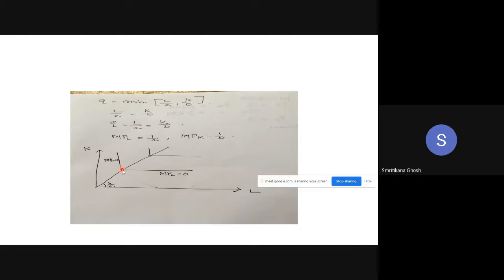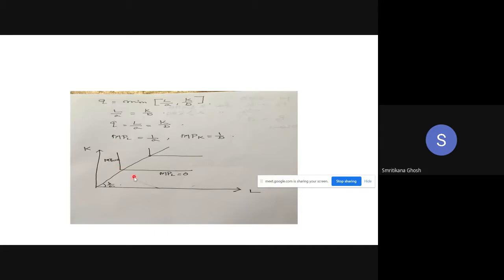Then Q is equal to L by A. In that case, MPK will be 0 and the slope of the isoquant will be infinite. So it's parallel to the vertical axis. So what is the shape of your isoquant? It's an L-shaped isoquant.